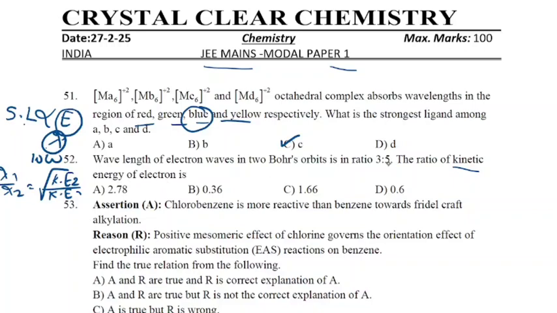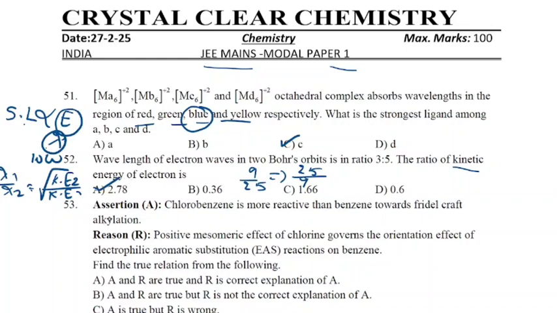So lambda 1 by lambda 2 means 3 by 5. If we do the squaring on both sides, you will get 9 by 25 as KE2 by KE1. But if we want KE1 by KE2, we have to reverse the fraction, so that we will get 25 by 9. Answer will be 2.78.